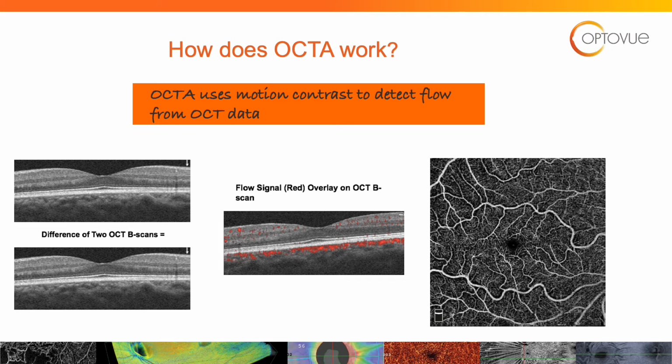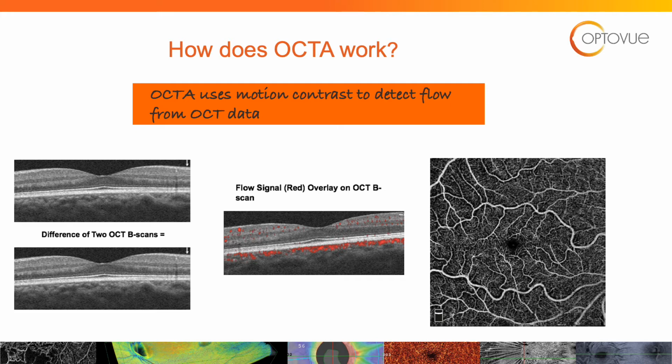It looks at the movement of blood within a blood vessel and looks for differences between sequential B-scan images to assess for blood flow within the retina and choroid. As you can see on the left of this screen, there are two B-scan images. The machine looks at those two B-scan images and detects any differences in reflectivity between the two images. Any difference in reflectivity is essentially interpreted as blood flow.